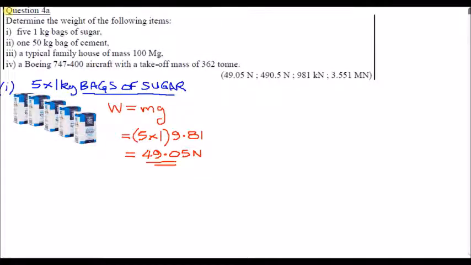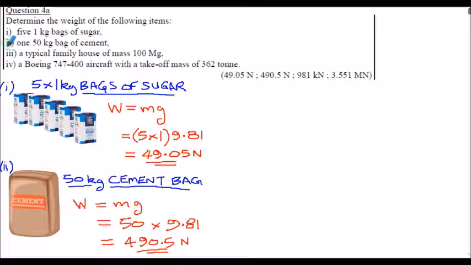So question 4a, part 1, we're asked to find the weight of 5 1 kilogram bags of sugar. So our 5 bags of sugar, the weight force is equal to mass times gravity. The mass in this case will be 5 multiplied by the 1 kilogram, 5 kilograms, multiplied by 9.81. So the weight of the 5 1 kilogram bags of sugar is 49.05 newtons.